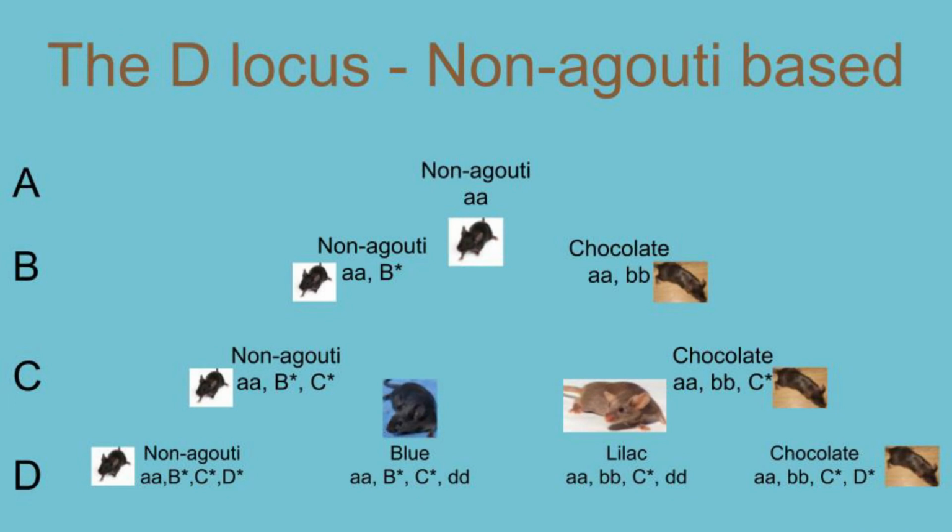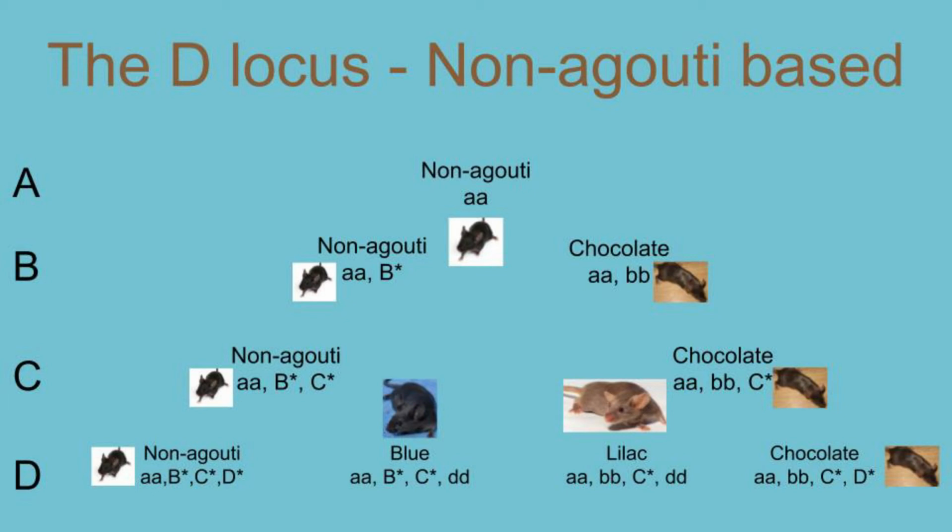On our non-agouti branch, our recessive branch, if that black mouse received a dominant D, then it would remain black. If it inherits two recessive d's, then it would become blue. If our recessive a, recessive b chocolate mouse receives a dominant D, it remains chocolate. However, if it receives two recessive d's, then that chocolate would become lilac.